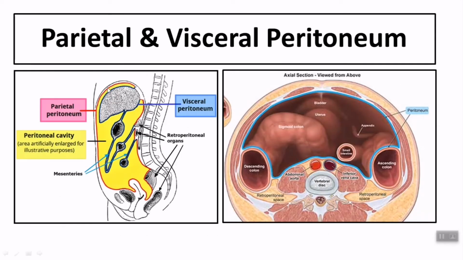This is what appears in red color, lining the wall of the abdominal and pelvic cavities: the parietal peritoneum. And the visceral peritoneum covers the different abdominal organs. The space in between the parietal and visceral peritoneum is the peritoneal cavity. Here we can see this is the parietal peritoneum, and it is reflected on the posterior abdominal wall covering the different structures.